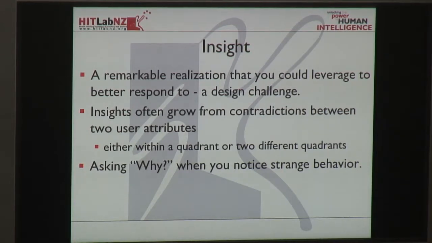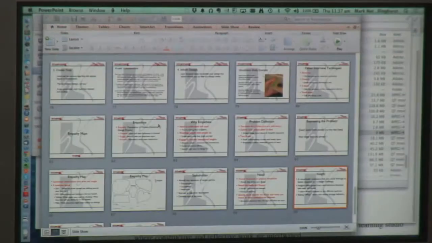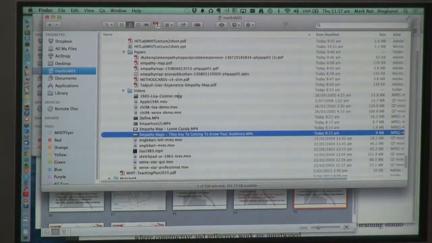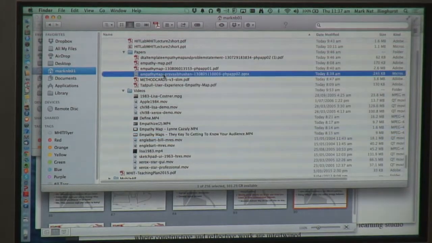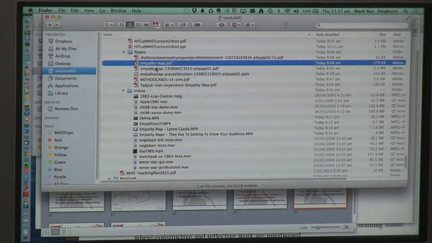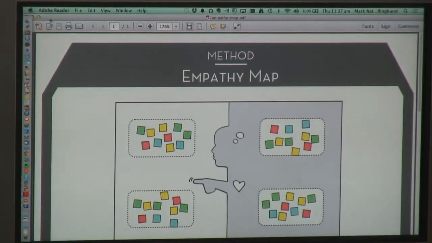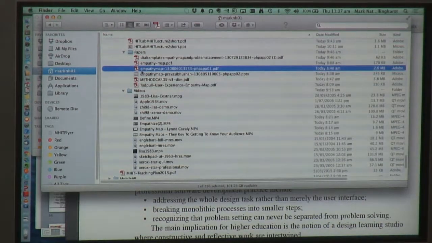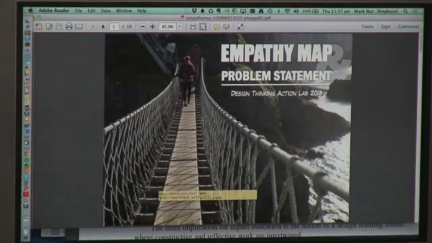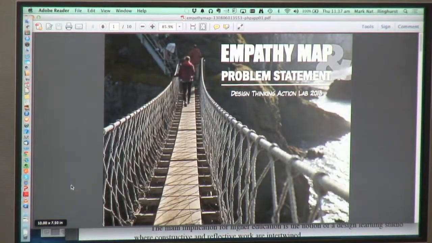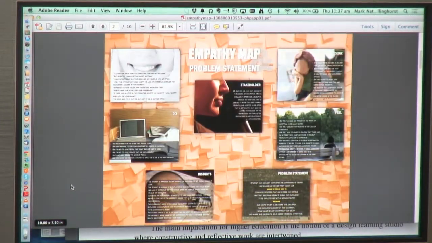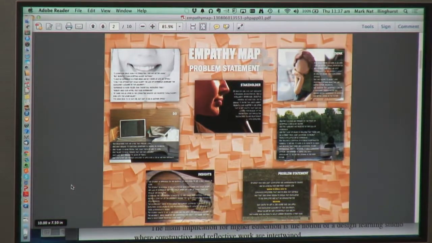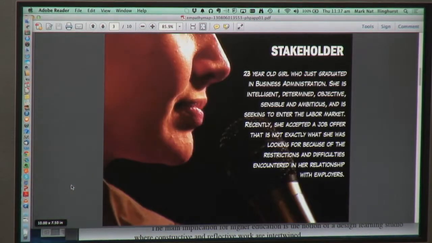So let me give you an example of a couple of empathy maps that have been done. And these were, let me show you here. Okay. So I think it's this one. Is it this? No, not this one. This one here, okay. It's hard to read it, isn't it? Okay, so this is the final map, but we'll look at the stakeholders.